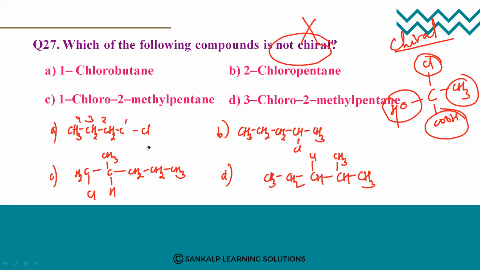I have told you the meaning of what is chiral. I'll just expand it more clearly. Now here it will be CH, H. Now here it will be what? CH. Here it will be what? CH. Now here.